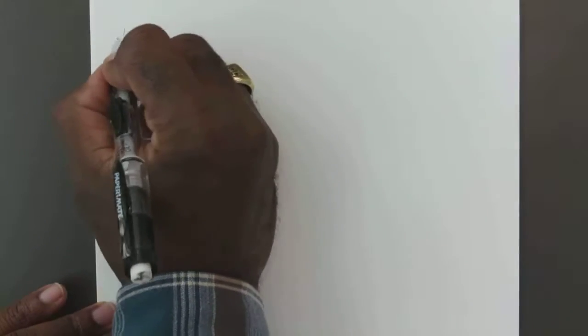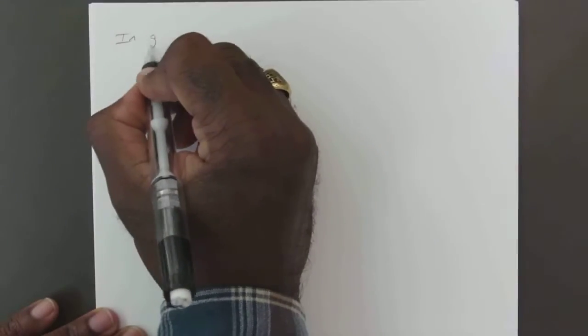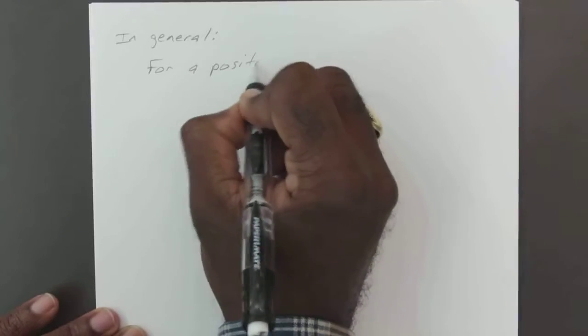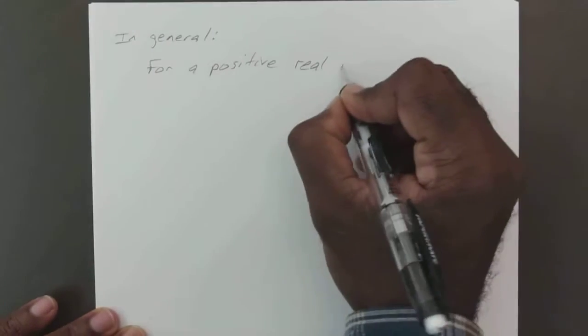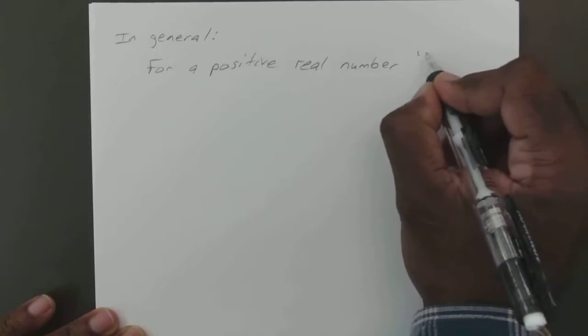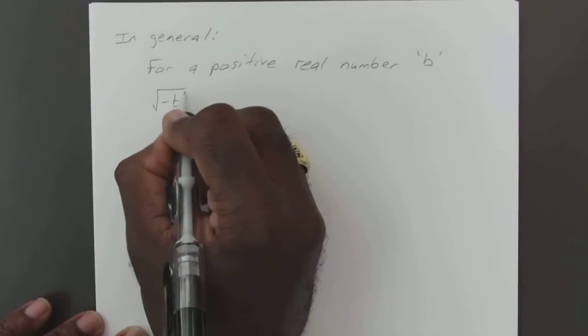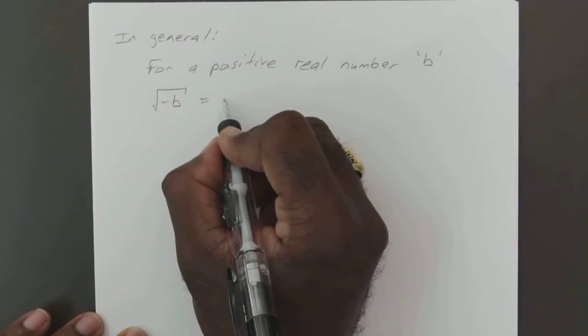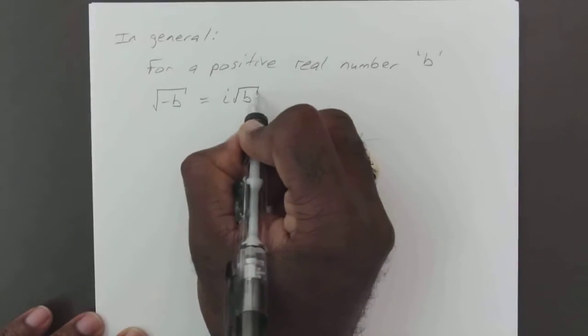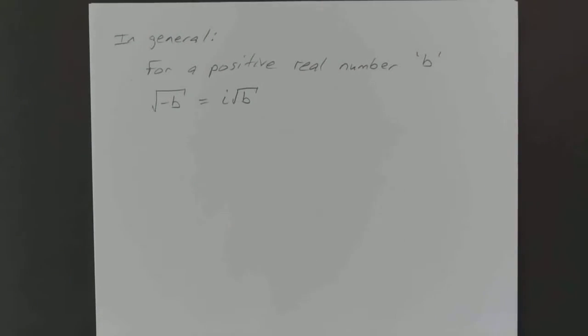So really, you don't have to go through the step of separating and everything else. So if you have, let's say, in general, for a positive real number, that we'll call that real number b, the square root of negative b, you can just make that i square root of b, or square root of b i. So whenever you see a negative on the inside, you can just go ahead and factor out the negative and make it i.